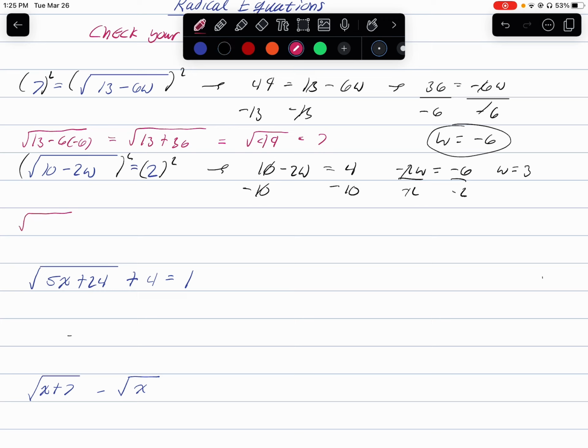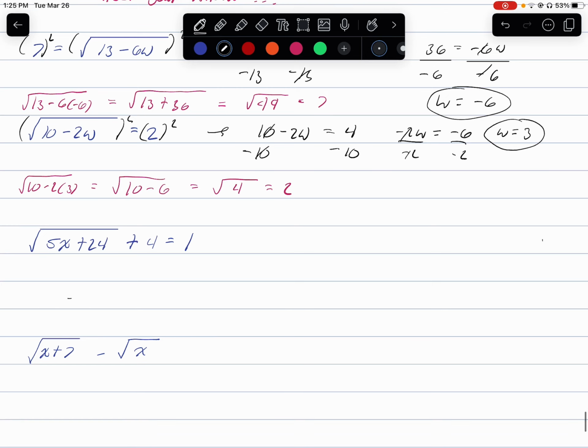Okay, so if we plug in w equals positive 3, we should get 2 back. So let's do that. We have 10 minus 2 times 3. Okay, the square root of that. So that gives us the square root of 10 minus 6, which is equal to the square root of 4, which is equal to 2, which was what we had here. So we are good. That means that w equals 3 is a valid solution.